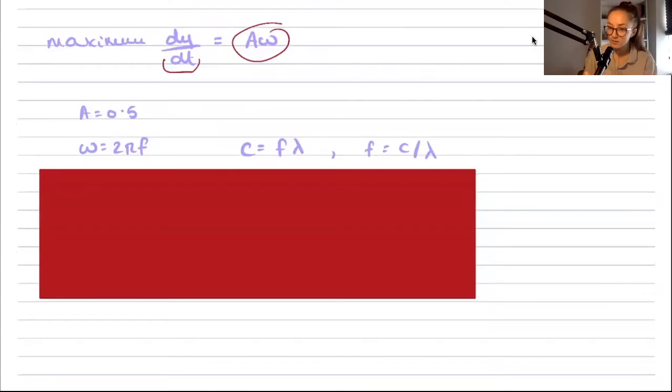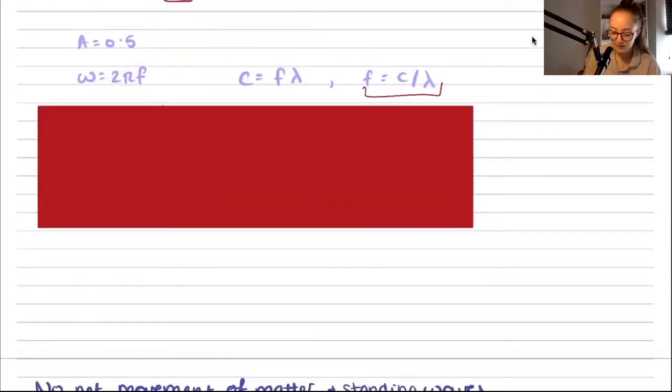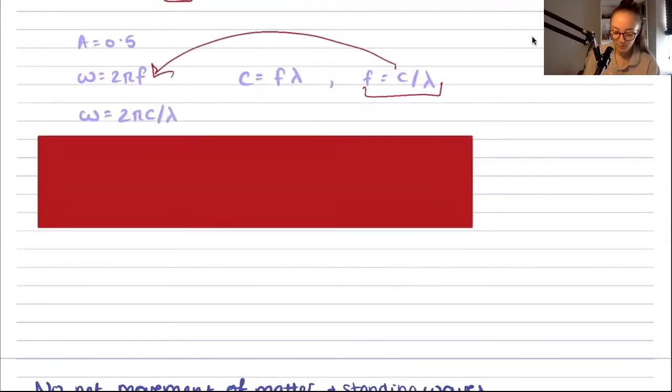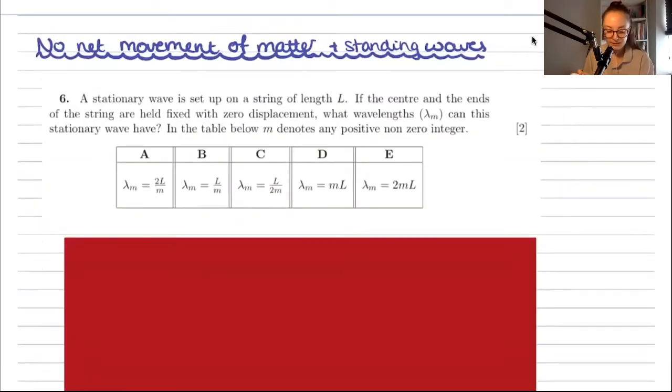We were not explicitly told what the angular velocity omega is, but from knowing that omega is 2 pi f, and we also know that the speed of a wave is equal to our frequency multiplied by our wavelength, and we know the speed of the wave and we know the wavelength, so we can rearrange this for the frequency and pop this back into omega as 2 pi f to get omega is 2 pi c over lambda. Then we can just multiply these two together, stick the numbers in, and we come out with pi over 5 meters per second.